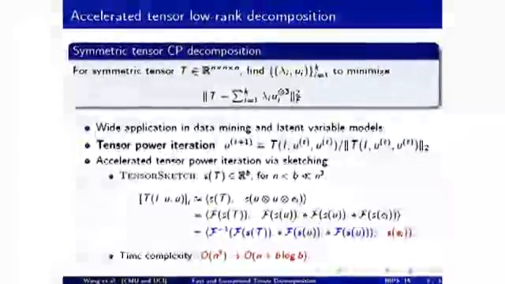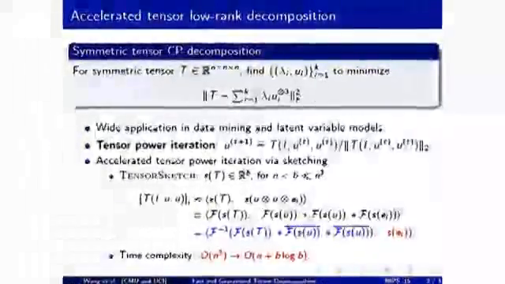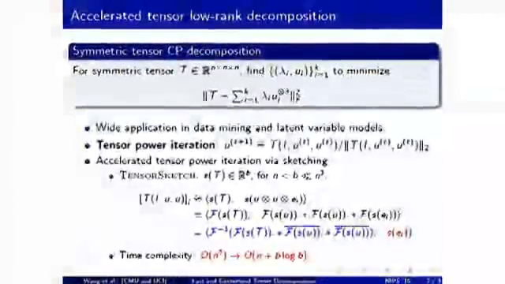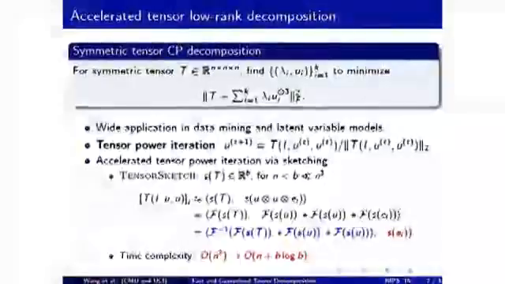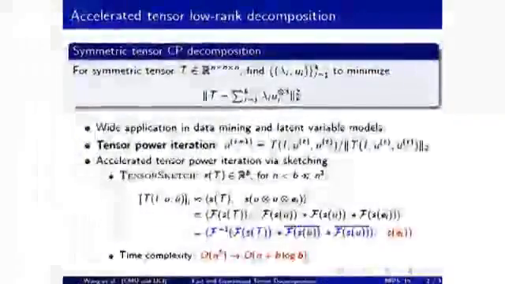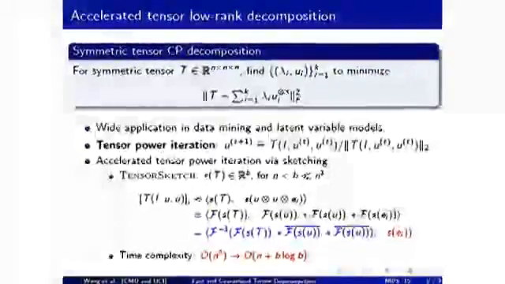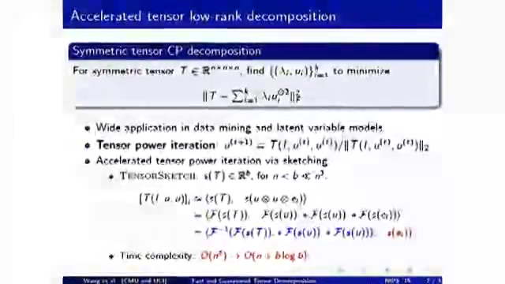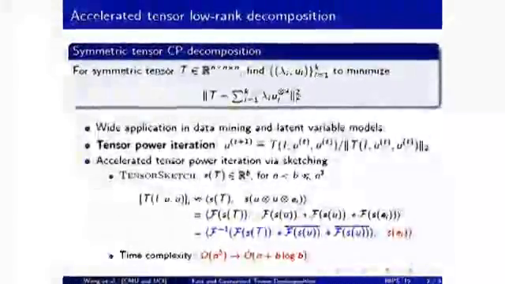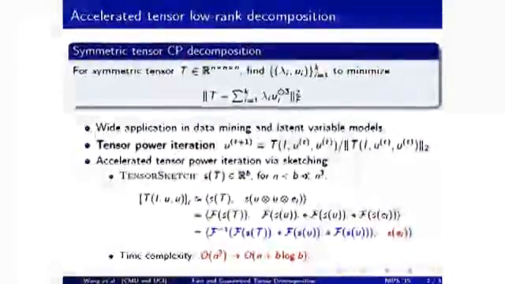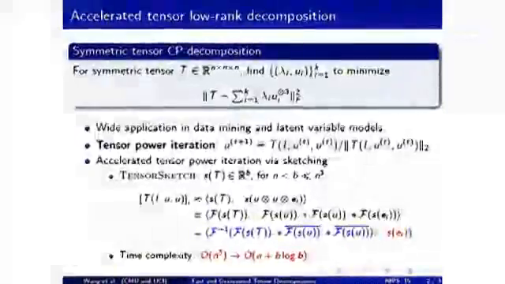So in this work, we propose an accelerated tensor power iteration method based on the idea of sketching. The general idea is to first pre-compute a compressed sketch of the original tensor T. Afterwards, each tensor multilinear form can be approximately computed in near-linear time by using the trick of the fast Fourier transform. As a result, the time complexity of each tensor power iteration is reduced from n cubed to n plus b log b, where b is the length of the sketch and is typically much smaller than n cubed.